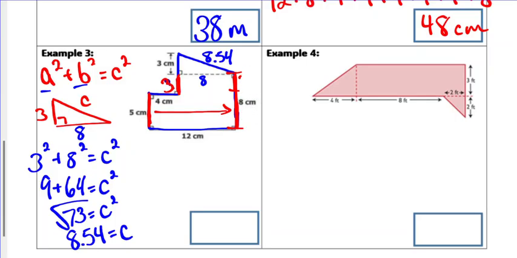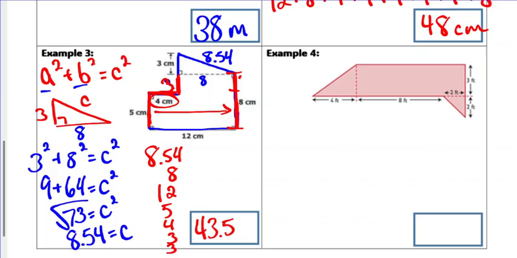Now I have all my missing sides. I'm going to add them up. I'm going to say 8.54 plus 8 plus 12 plus 5 plus 4 plus 3 plus another 3. I'm going to add all those up. Some people question whether 4 is a part of the perimeter. It is on the outside. Even though the 4, the number itself, is written on the inside, it's labeling the outside. That's really all I care about. It's labeling a part of the outside, that 4. So we're going to add all those up and get 43.54 centimeters.